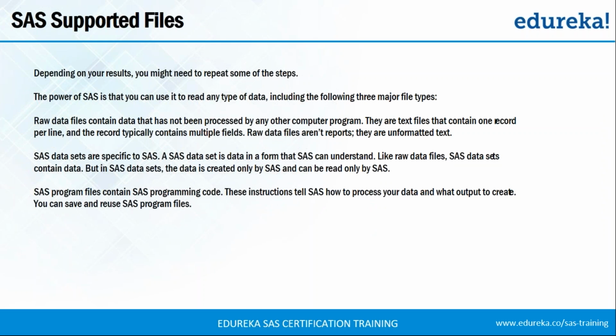The power of SAS is that you can use it to read any type of data, including the following three major files. Raw data files contain data that has not been processed by any other computer program. So it's primarily text files, and SAS can pull those records. There are different ways of letting SAS know that it's in columns. You can define where each column is starting, or you can let it know which variables are coming in. So there are different ways of getting the raw data file in.